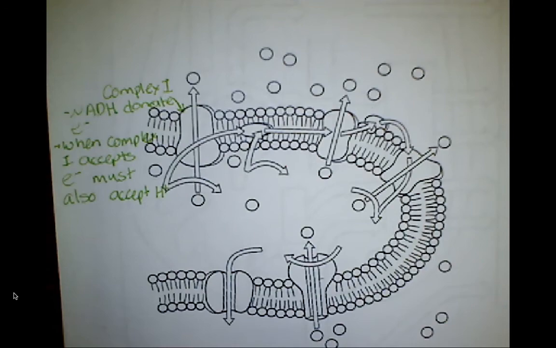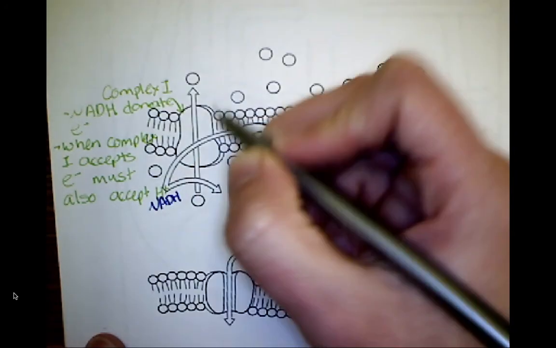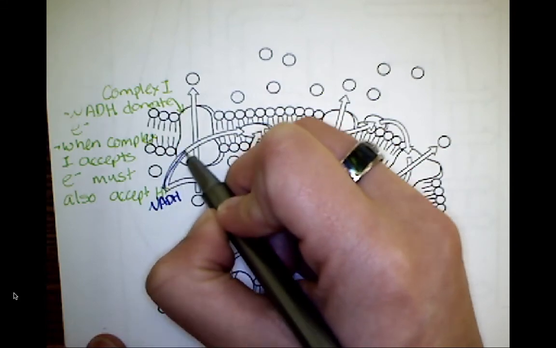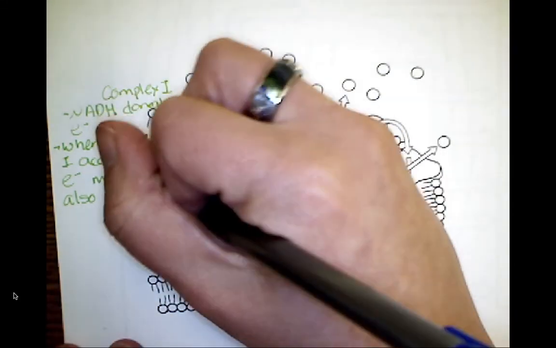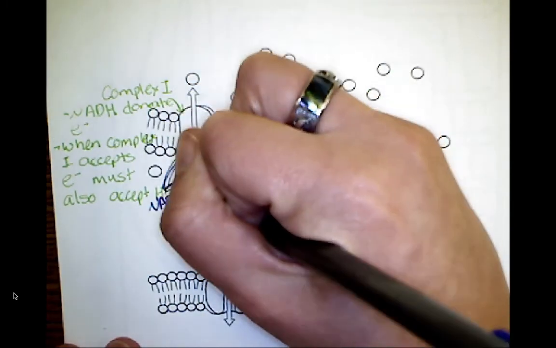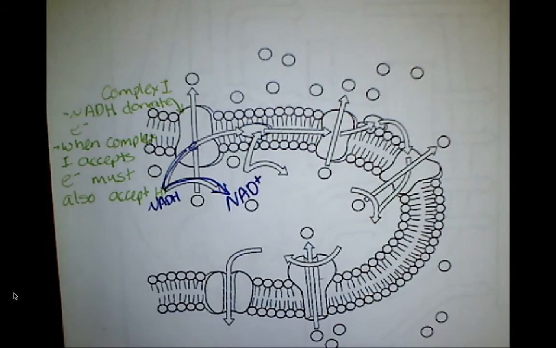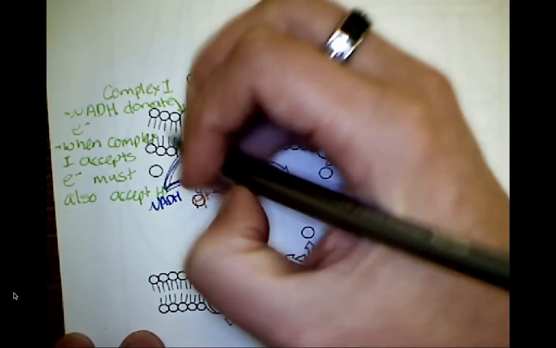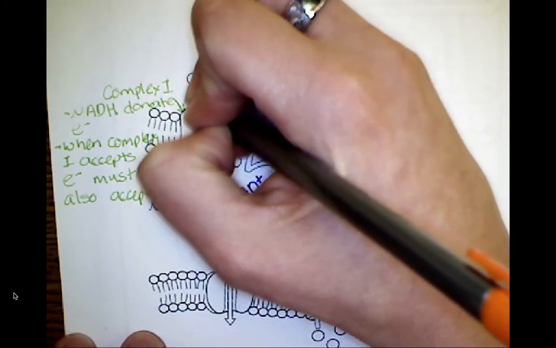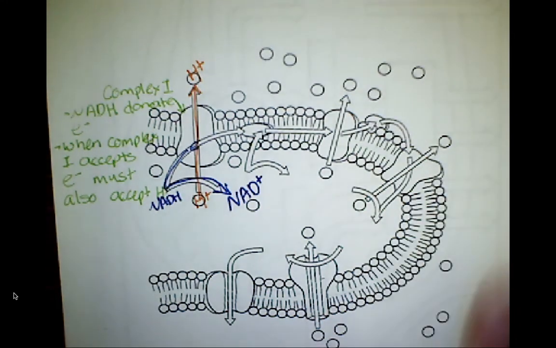So here comes, and I sort of wrote in the wrong space, my NADH, and it's going to drop off my little electron here. There's my little electron, okay? And my hydrogen ion is going to get pumped across. There it goes. Okay. So now, so that's kind of what's happening.